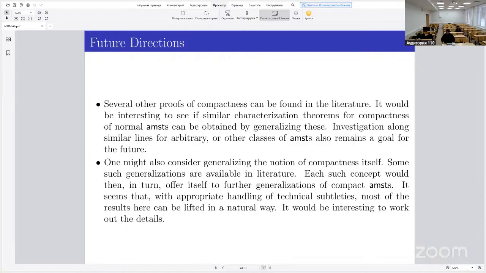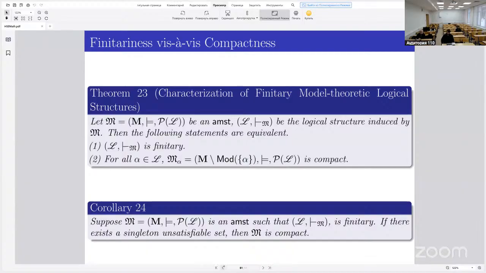let me just go back to the slide. So here, this result holds for arbitrary MST. But this is not very practical, not very useful. So it would be good to have more ideas. In fact, if the MST is normal, then you can replace "for all alpha" by "for every finite subset of L". Something similar happens here.